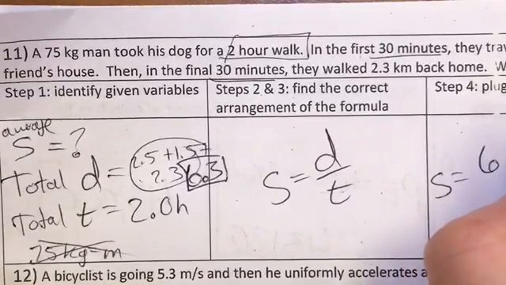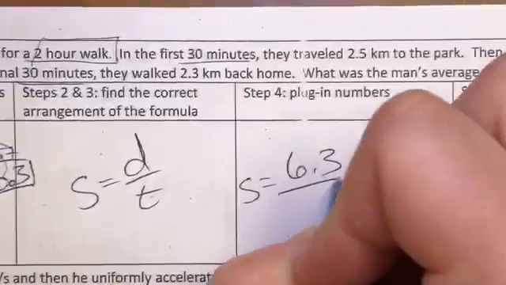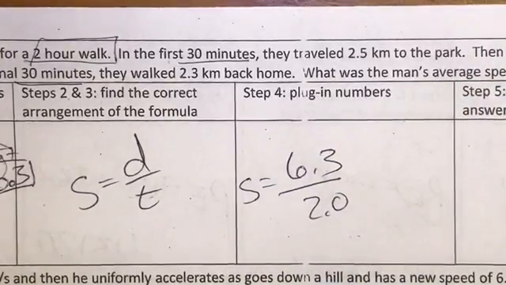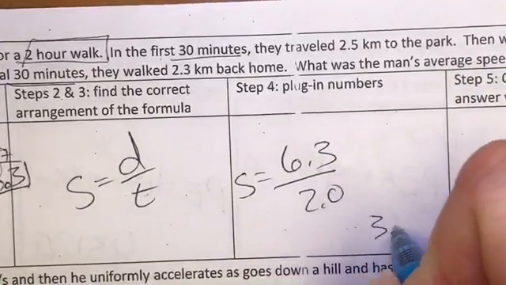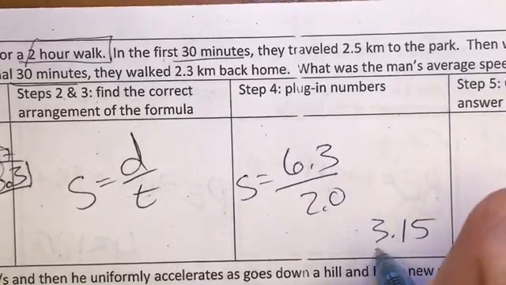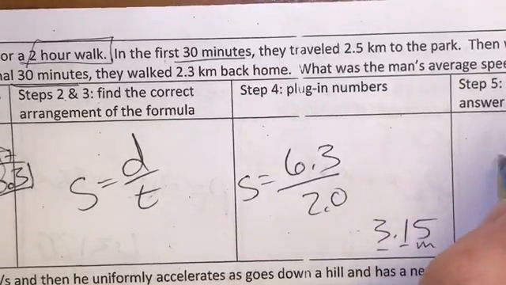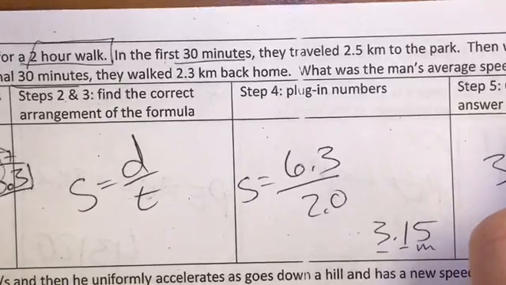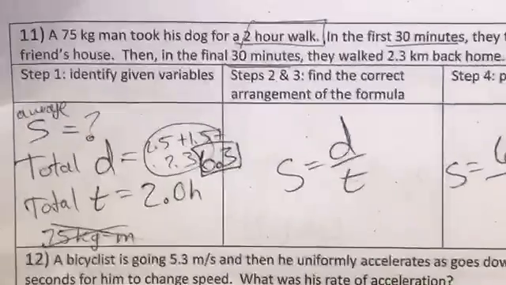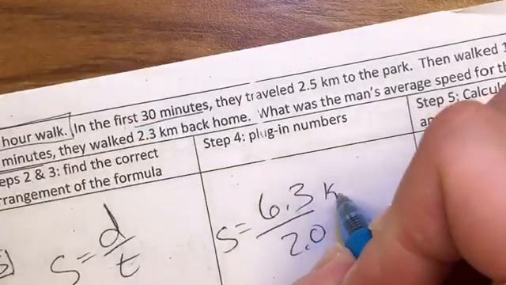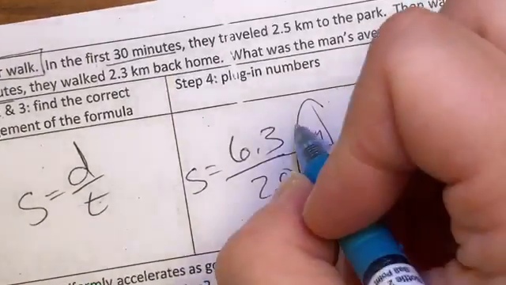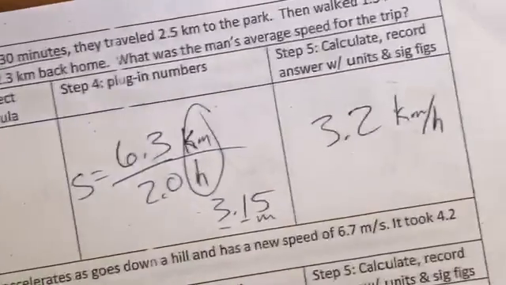Distance 6.3 kilometers divided by a time of 2.0 hours gives us 3.15 in the calculator. Significant figures: the 5 is going to round the 1 up, so 3.2 kilometers per hour. And it's kilometers per hour because this was kilometers, this was hours. Units of measure, kilometers per hour.